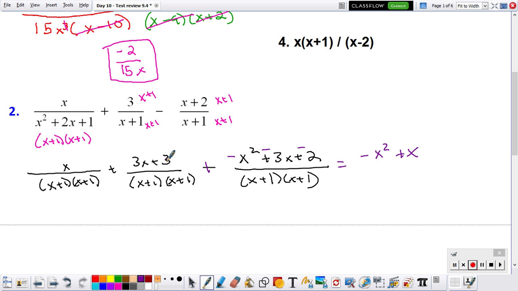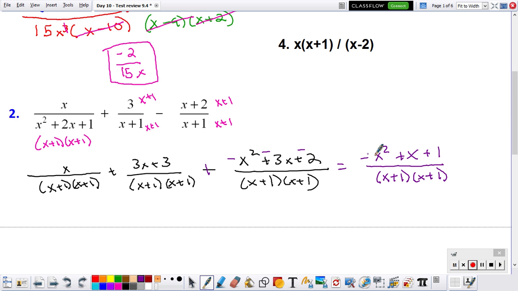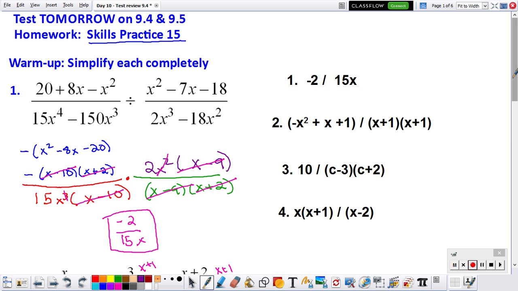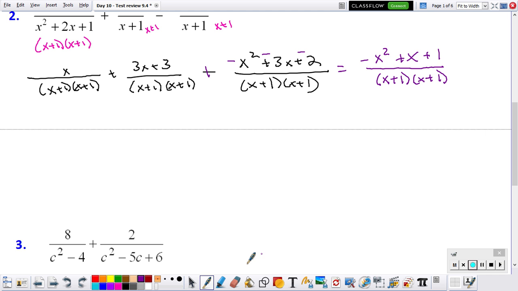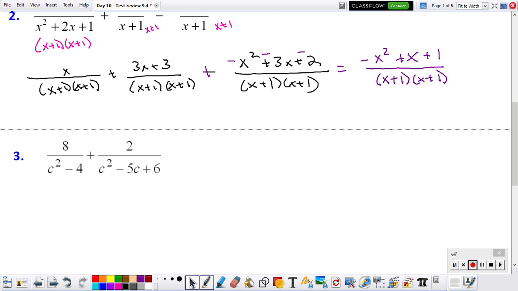Number 3 is also an addition problem. So again, the first thing I am going to do is create common denominators. I'm going to start that process by factoring. First denominator. Second denominator is going to be c plus 2, c minus 3. So the first fraction needs c minus 3. I hate c's, they look like parentheses. Second fraction needs c plus 2.